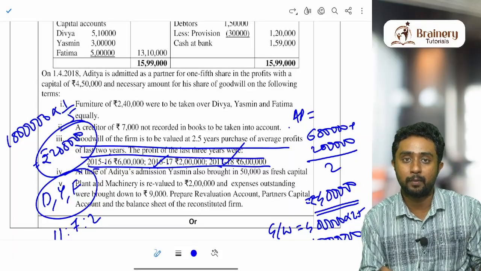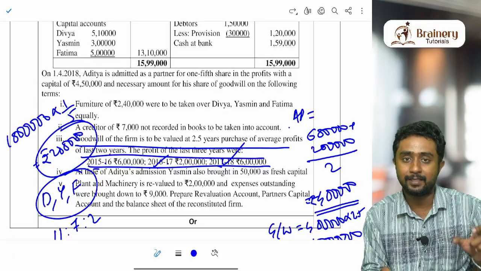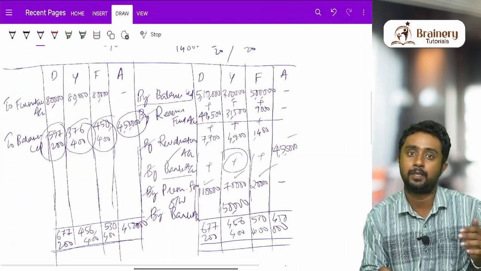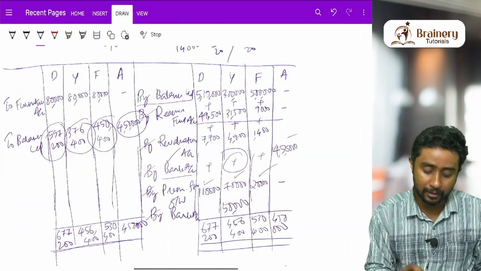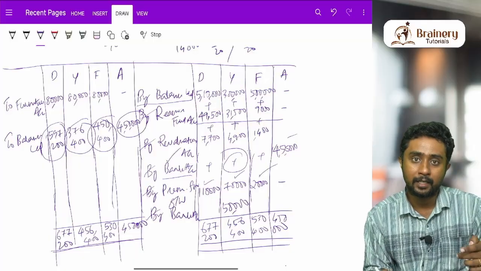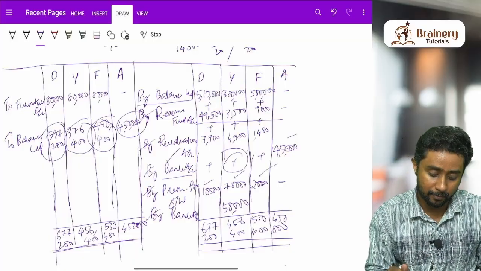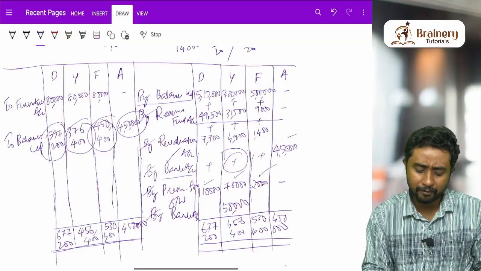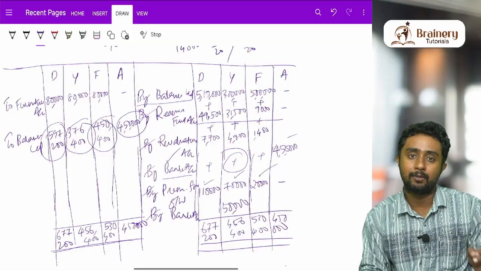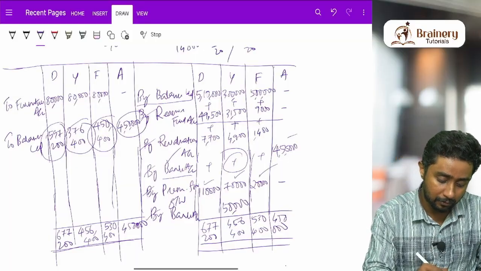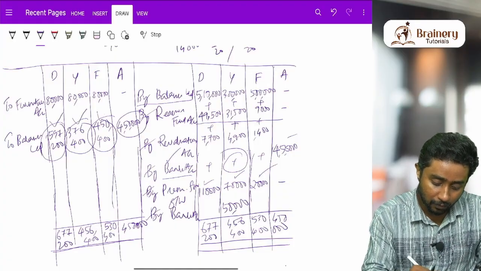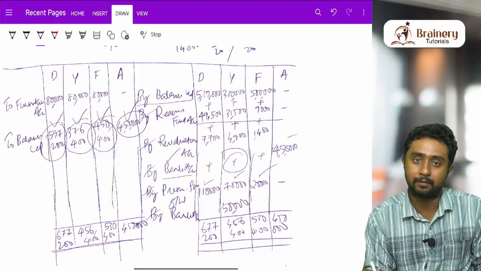So that amount should be debited to their capital account, which is 80, 80, 80. 2,40,000 taken by Divya, Yasmin and Fatima equally means obviously it will be divided by 3. So we are writing 80, 80, 80 in their partners capital account. After making sure that we have recorded all the amounts, we are finding out the balance of this capital account, which will give you 5,97,200, 3,76,400, 4,50,400 and 4,50,000.